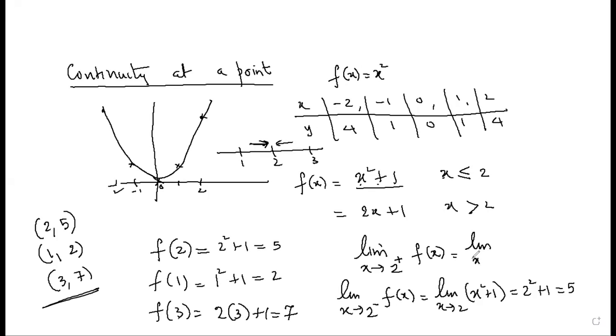Limit x extending to 2, x is more than 2. What is the answer? 2x plus 1. And that is also giving you 5. Yes, sir. So in both cases, I'm getting the same limit. So this limit exists. Limit as x tends to 2 of f of x is 5.